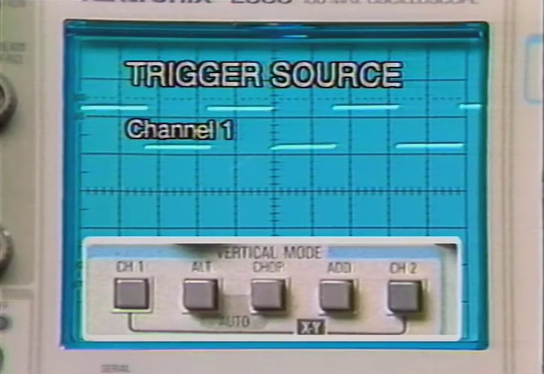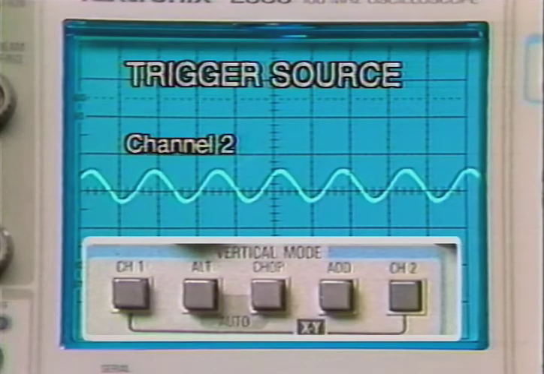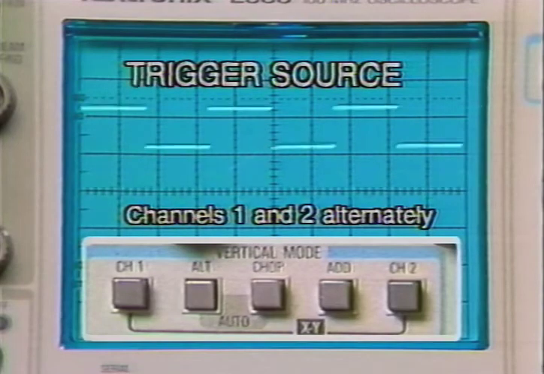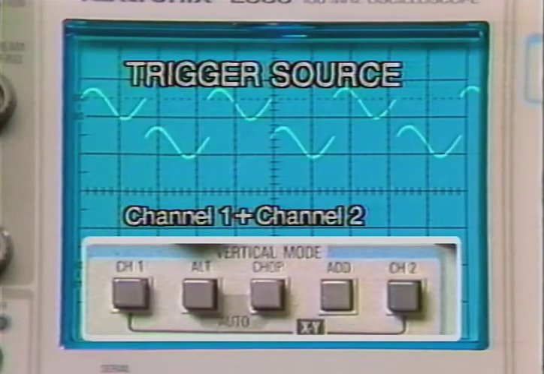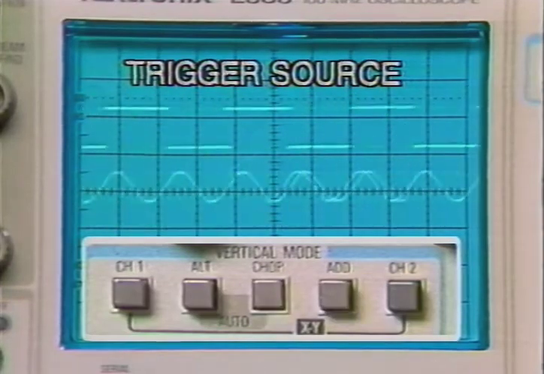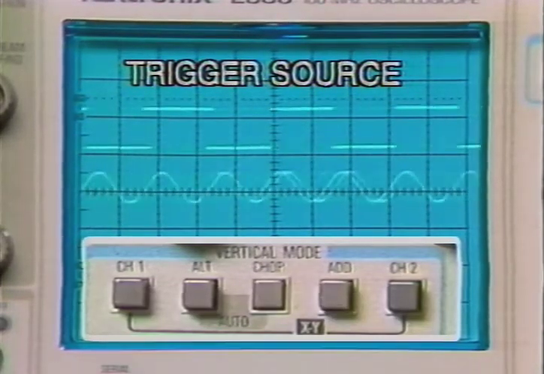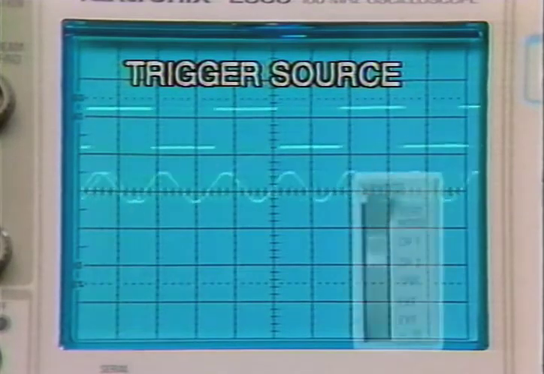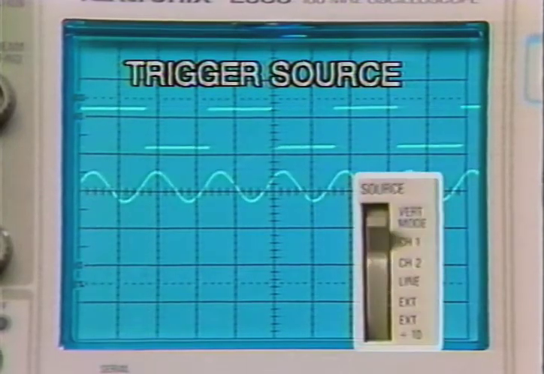If the vertical mode switches are set at channel 1 and the trigger source is in vertical mode, then the signal on channel 1 triggers the scope. If you're looking at channel 2, then that channel triggers it. If you switch to the alternate vertical mode, then the scope looks for triggers alternately on the two channels. If the vertical mode is add, then channel 1 and channel 2 is the triggering signal. In the chop vertical mode, the scope trigger source must be in any other position besides vertical mode to prevent the instrument from triggering on the chop frequency instead of your signals.